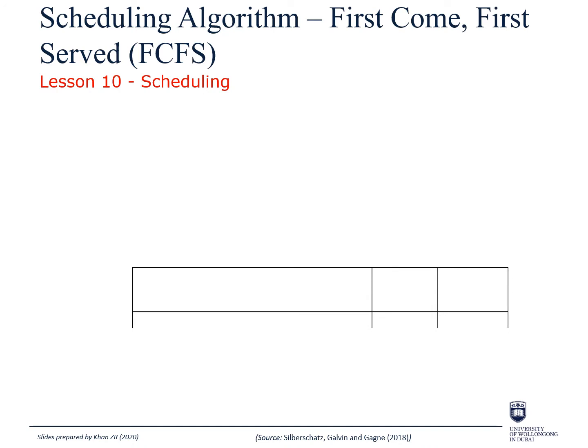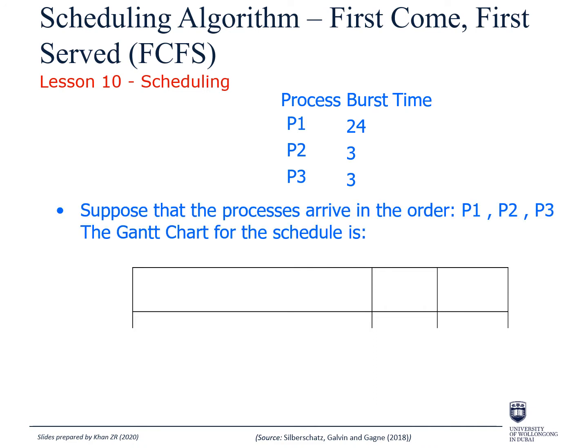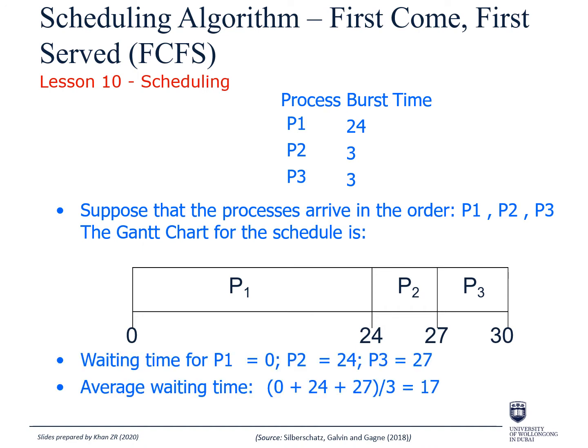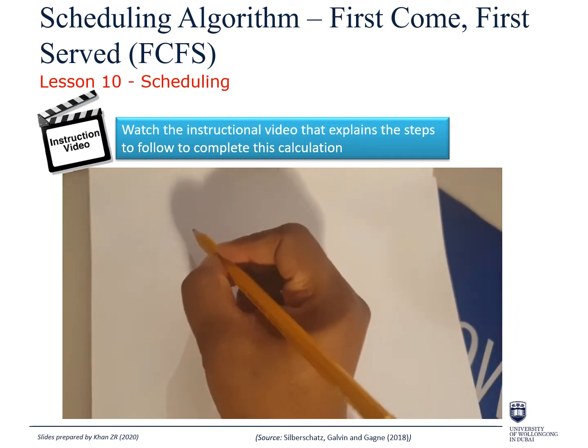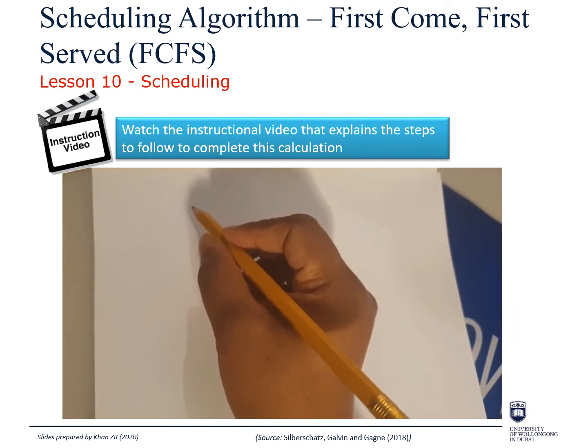First, first come, first serve, or FCFS. Imagine you have these processes, P1, P2, P3, with these respective burst times. If you had to draw them in a Gantt chart for the processes as they arrive in order, this is what they would look like with these times. Accordingly, waiting time for P1 is as follows, with the average waiting time as calculated. Here's a short video to quickly show you how first come first serve works.